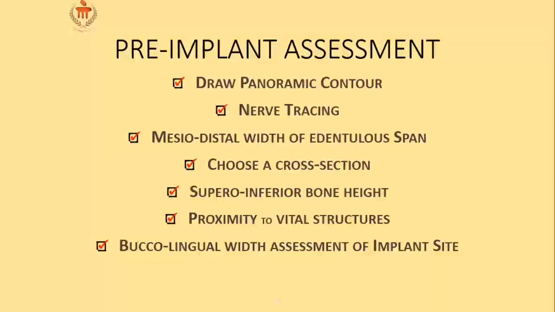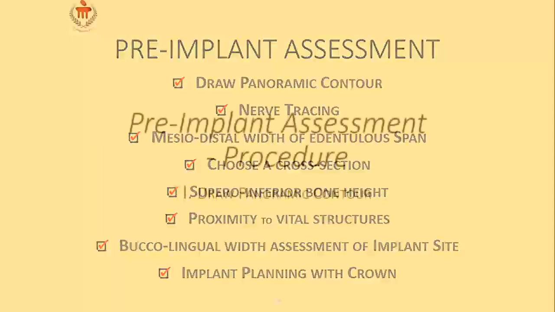And there, your job is saying, yes, this height is great, but how close is it? Is it close to the mandibular canal? Is it close to my nasopalatine canal? Is it close to the maxillary sinus? Is it closer to the lingual foramen? That's where you check proximity. And finally, you check the buccolingual width of the implant site. If you do this, then you plan your implant with a crown.